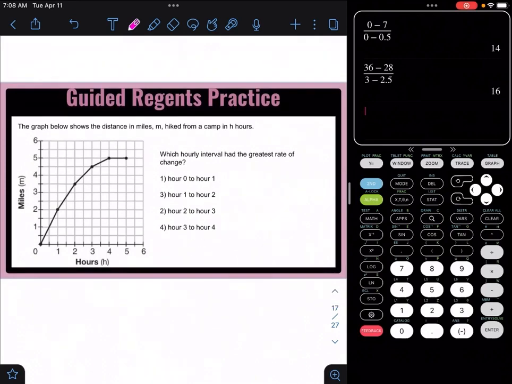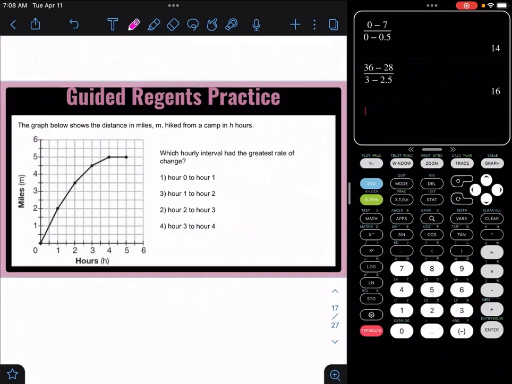All right, let's look at this one. The graph below shows the distance in miles hiked from a camp in each hours. Which hourly interval had the greatest rate of change? All right, let's look from 0 to 1. Well, she rose. That's technically 1. That's 2. 2 over, and that's 1 hour, which means that it was 2.